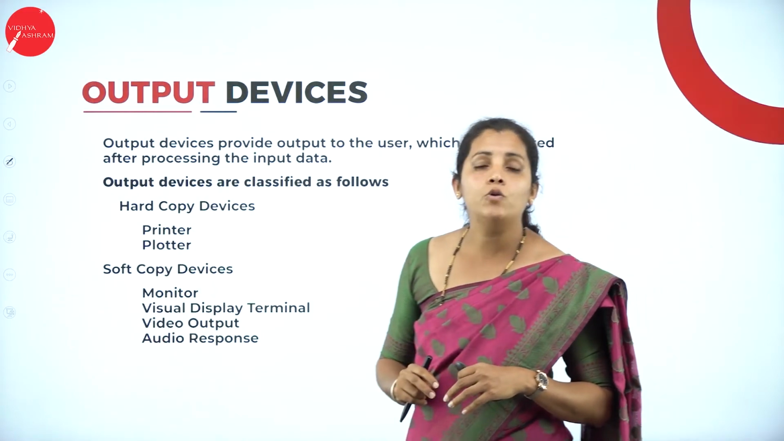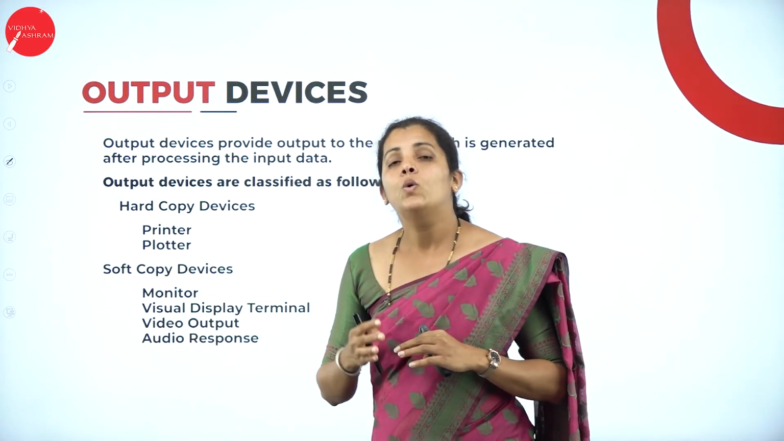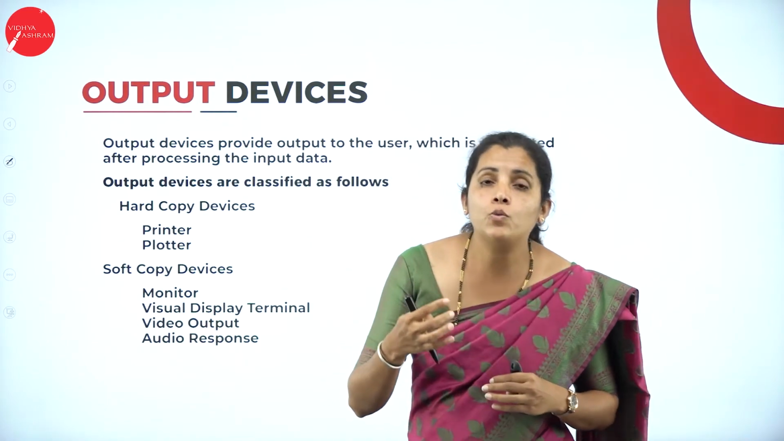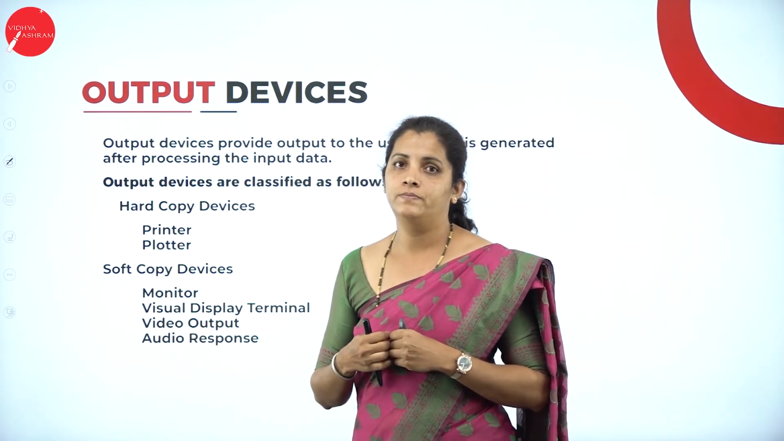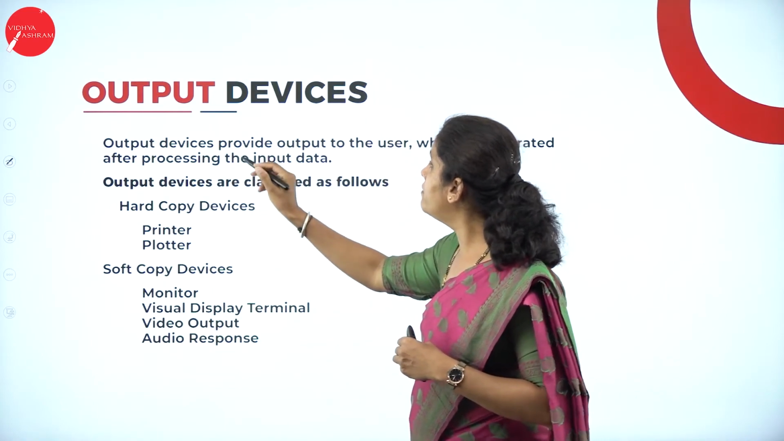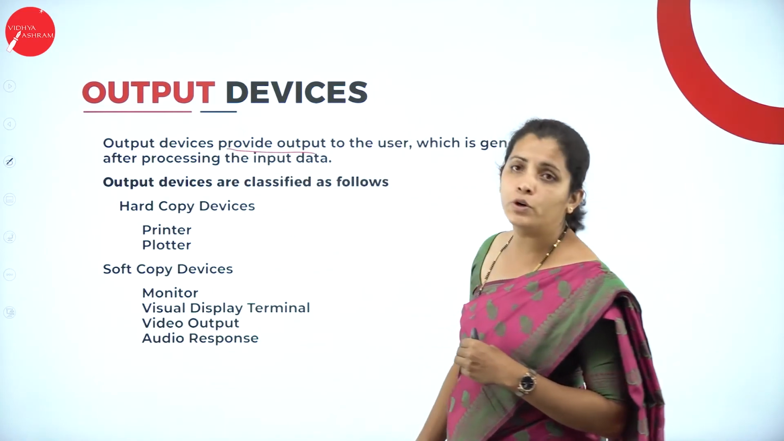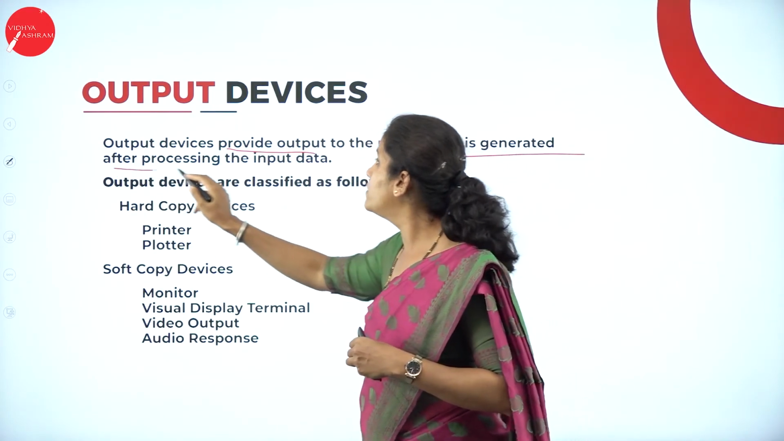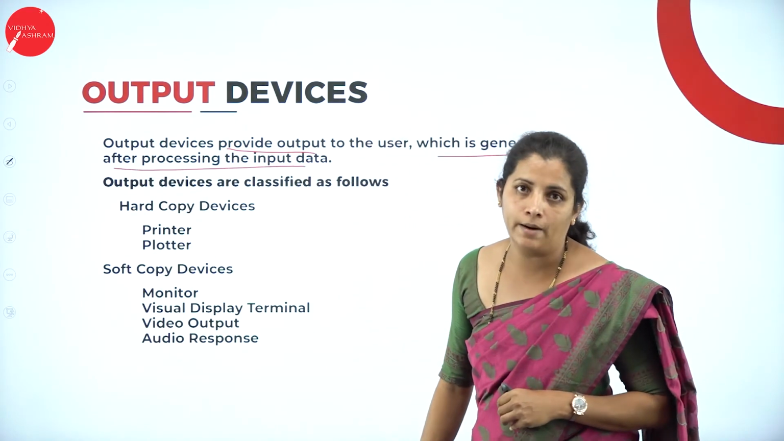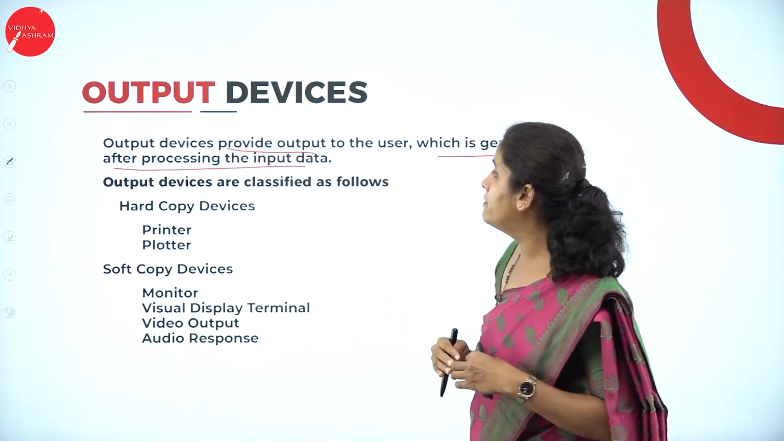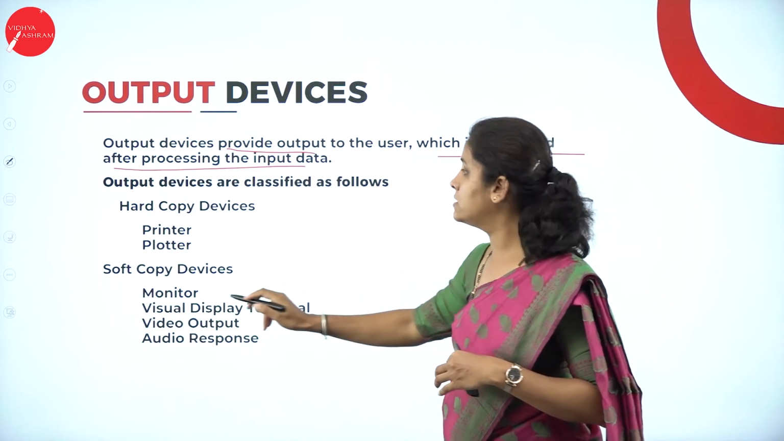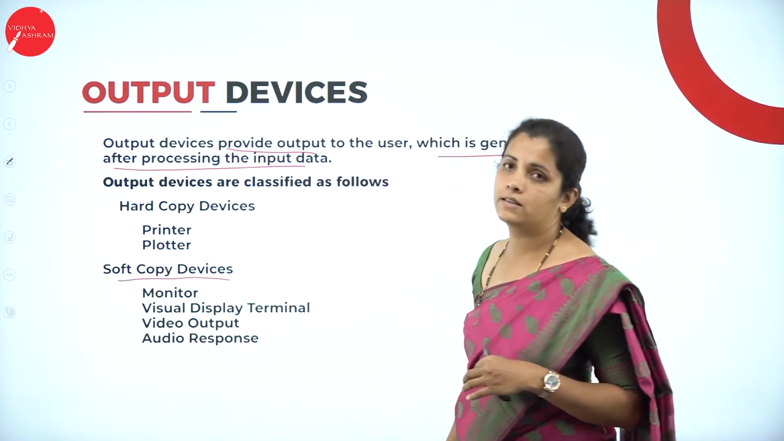Moving on to the output device. The job of the output device is to provide the output to the user. Here the output device provides output to the user, which is generated after processing the input data. The most common devices are hard copy devices and soft copy devices.